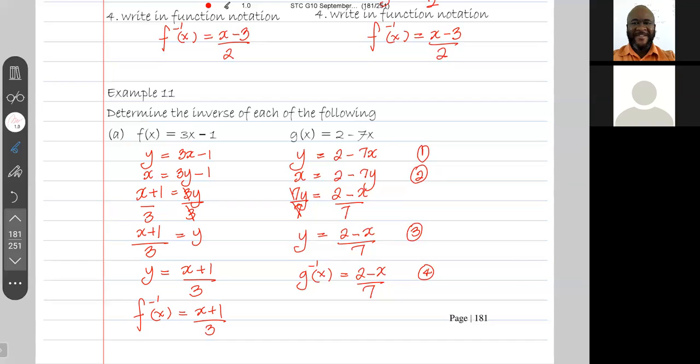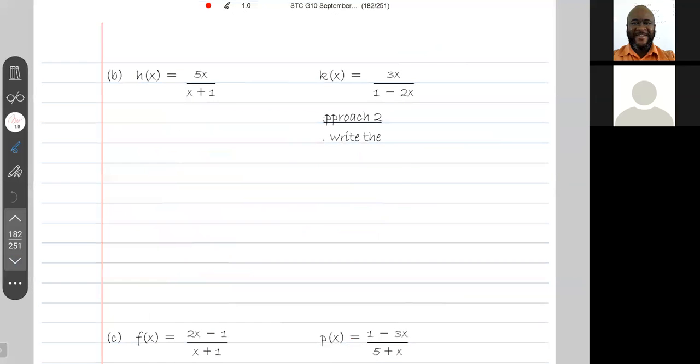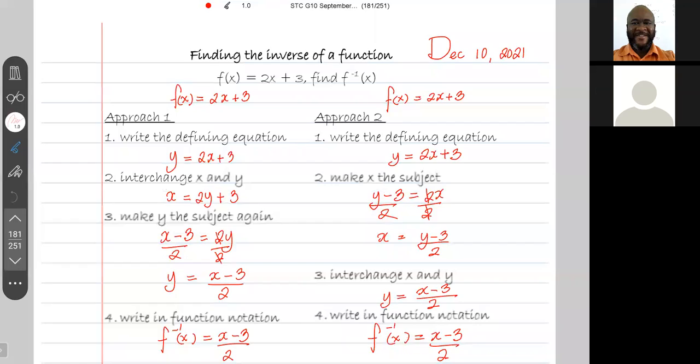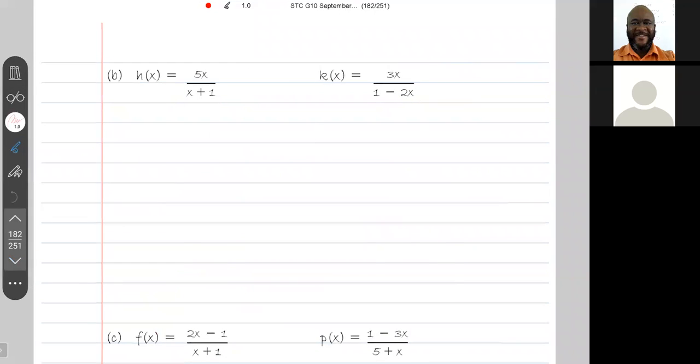So next we're going to look at more complex functions in which we need to find the inverse. So I'm turning the page. As I said previously, I'm going to do one and I want you to do the next. I'm going to do h of x and I want you to do k of x. We're learning how to find the inverse.